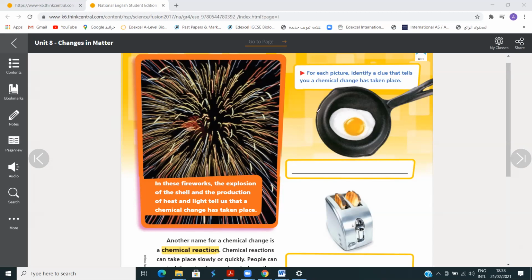Yes, Mister. What can we see here in the first image? Egg. What happened to the egg? It's a color change. Okay, Omar?